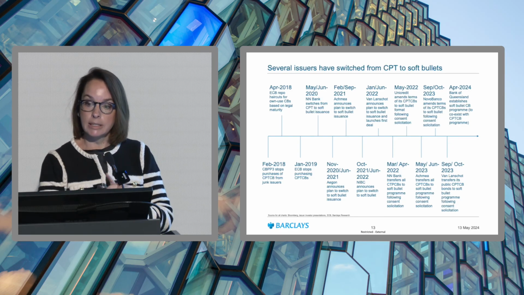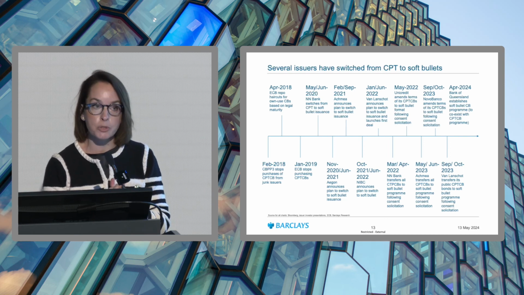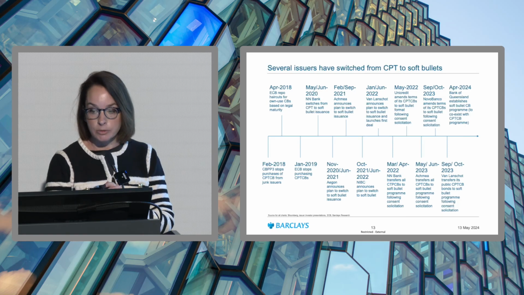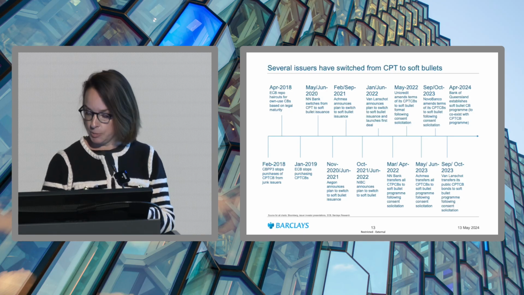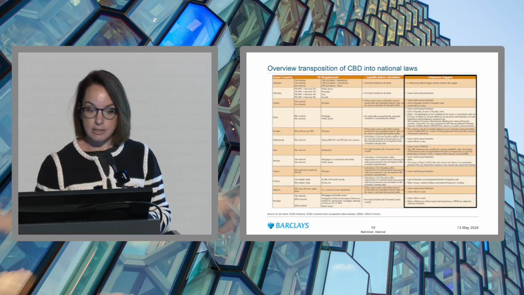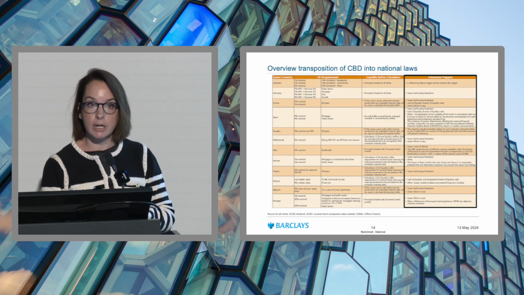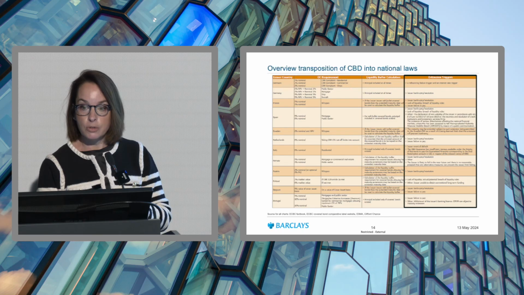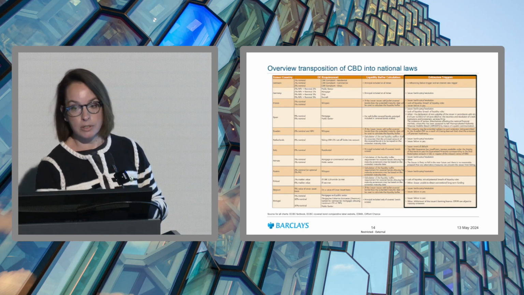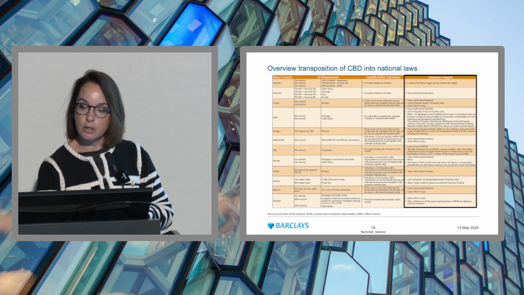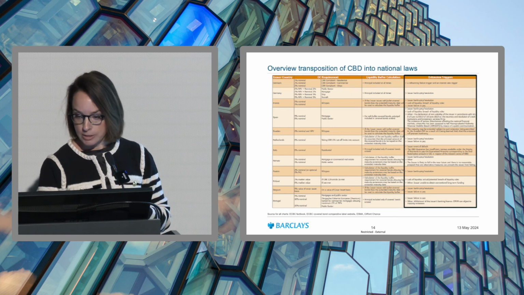And recently, I think it was just a week or two ago, we had the one Australian issuer that issues in CPT format announce that it has set up a soft bullet program to coexist with its CPT covered bond program. And the final slide, just for information, looks at the transposition of the covered bond directive into national laws. Here you see, according to the different countries, what the different extension triggers are defined by law and the different liquidity buffer calculations.